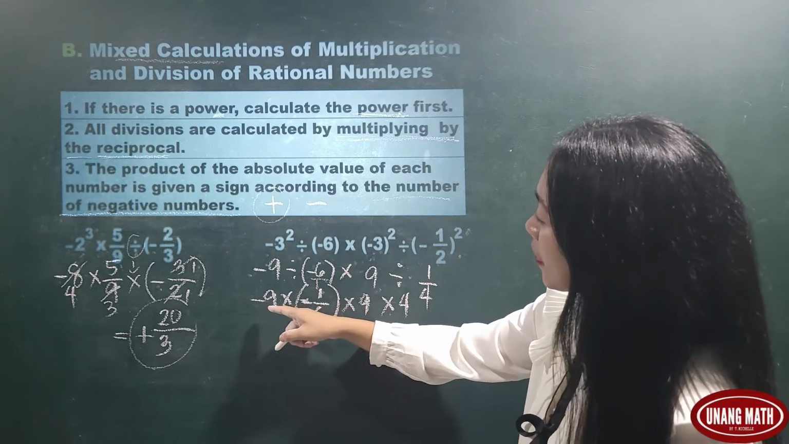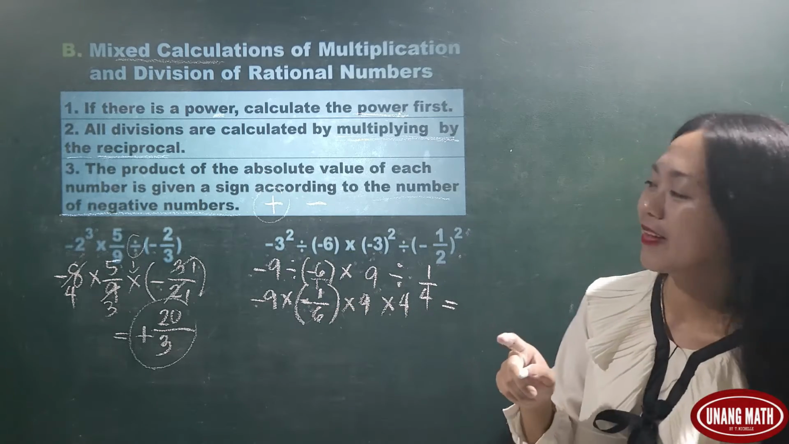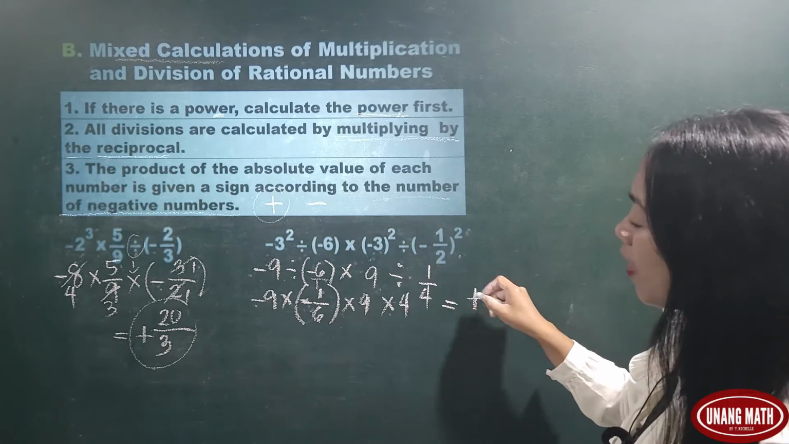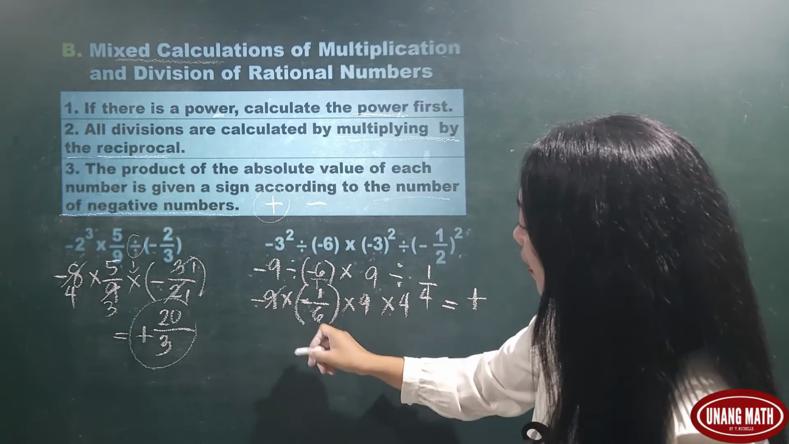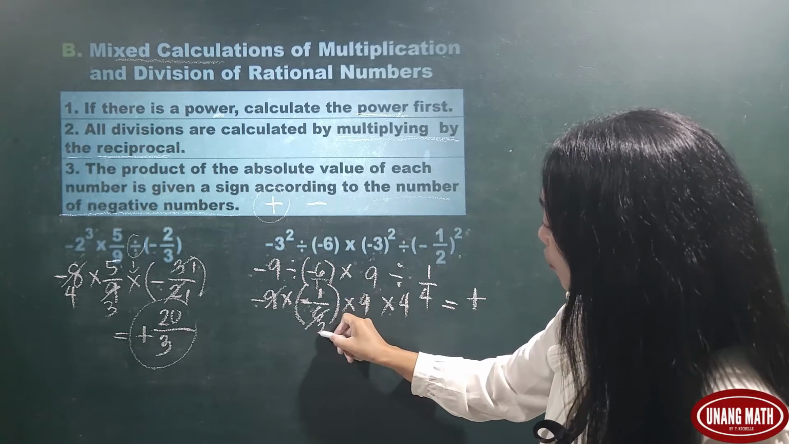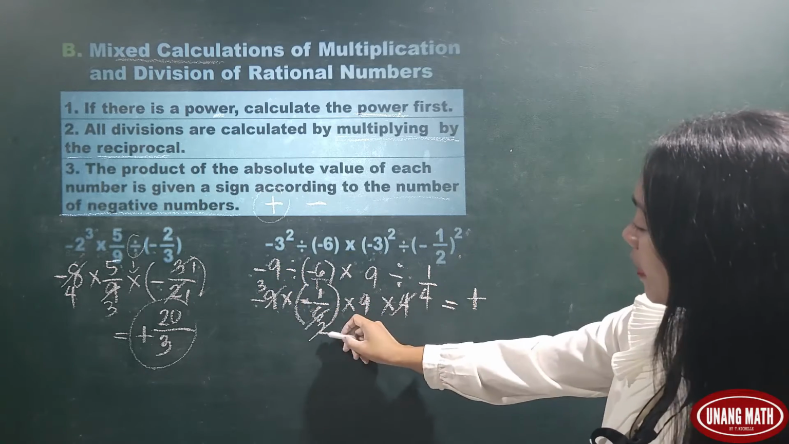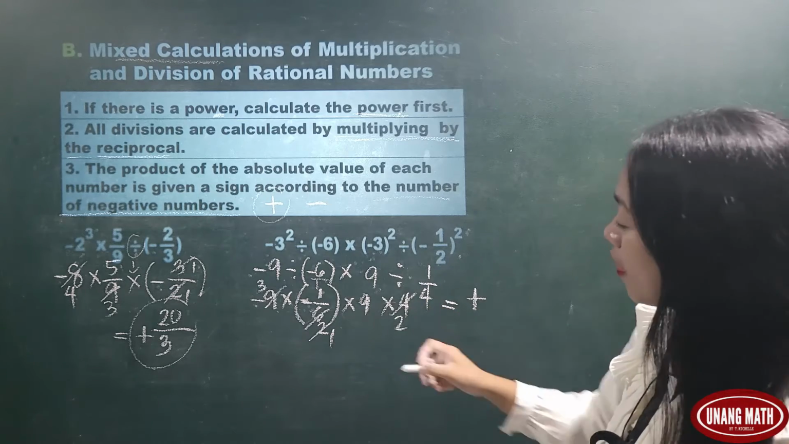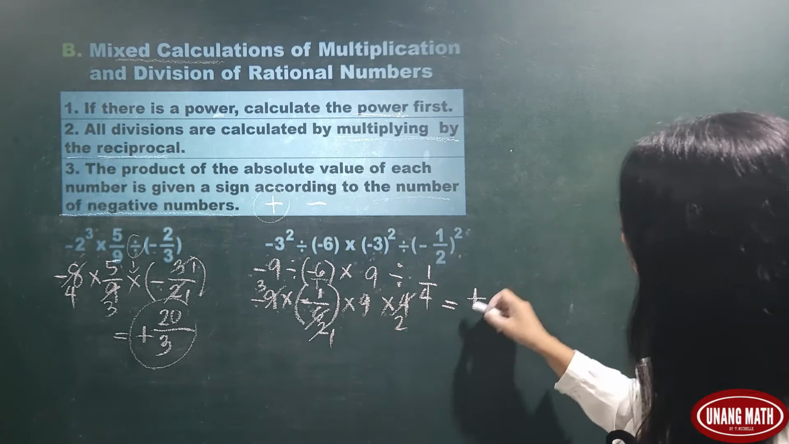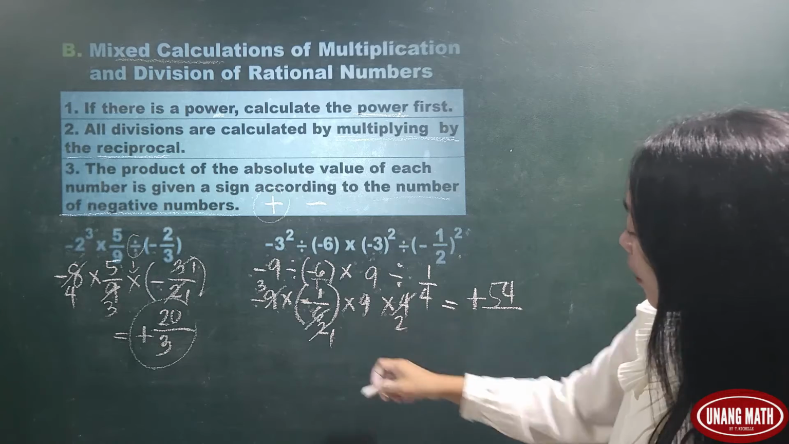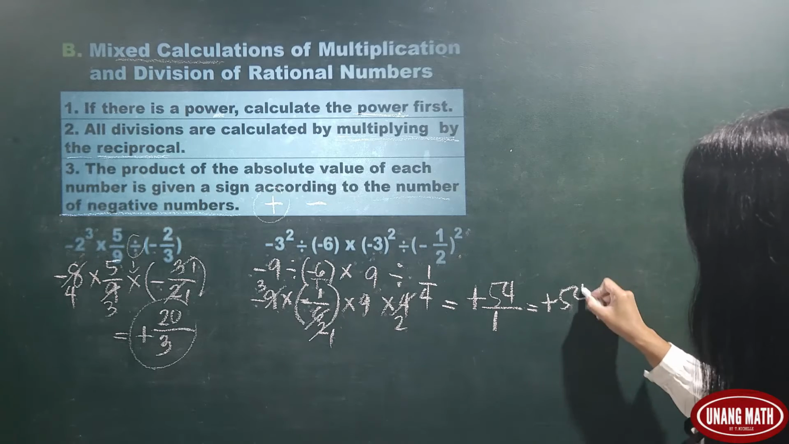Okay, how many numbers are negative here? So we have 1, 2. That means our final answer is positive. Okay, before we multiply, let us simplify the numbers. 9 and 6 can be simplified. So this is 2. Okay, this is 3. 2 and 4 can be simplified. So this is 1. This is 2. Okay, let's multiply. 3 times 9 is 27 times 2 is 54, and the denominator is 1. So we have positive 54 over 1 or positive 54.